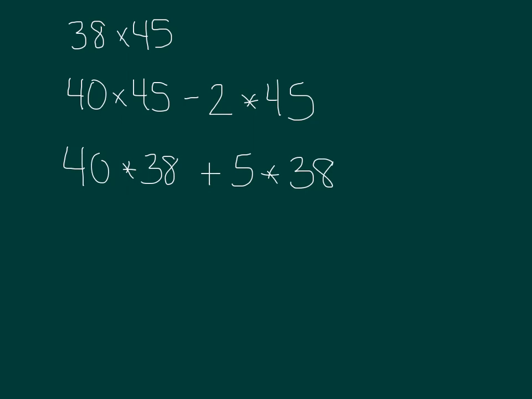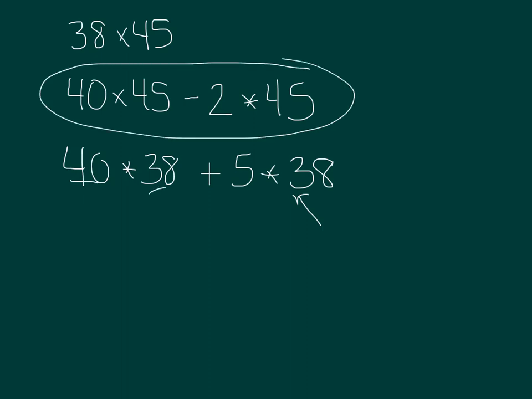And you have to look at these problems and think which is going to be the easiest to do the mental math. What's going to be the most useful? In this case, 5 groups of 38 is not really that easy, nor is 4 groups of 38. So this seems like the better choice if you're trying to solve this problem. And that's all there is for today's lesson.